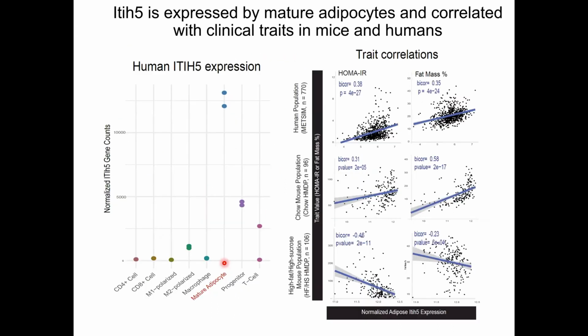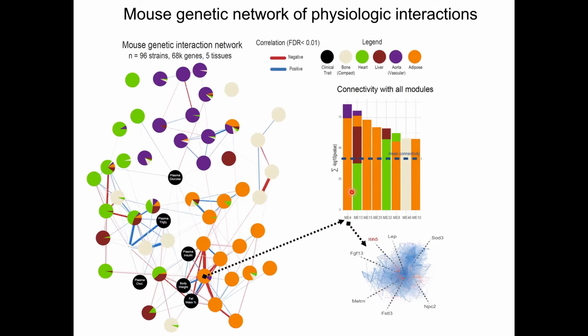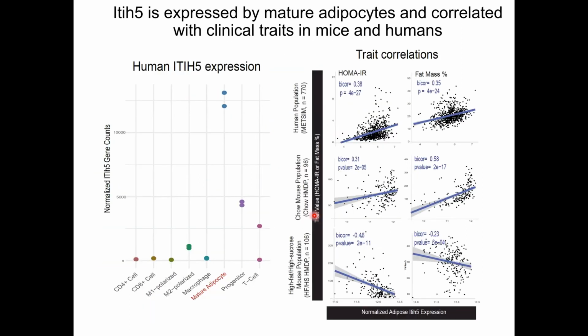So we got interested in this because it's exerting the centrality. And this gene, ITIH5, is expressed exclusively by adipose tissue in mice and humans. There are around 80 individuals where adipose tissue has been fractionated for RNA-seq. Within adipose tissue, it's expressed almost exclusively, really exclusively, by mature adipocytes. So this gene within this central fat network is really coming from the mature adipocytes.